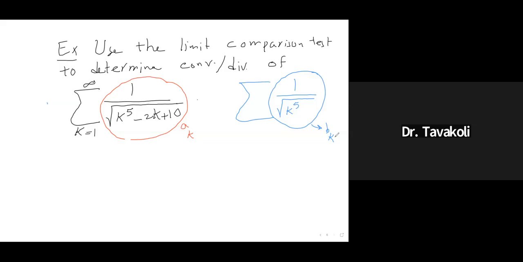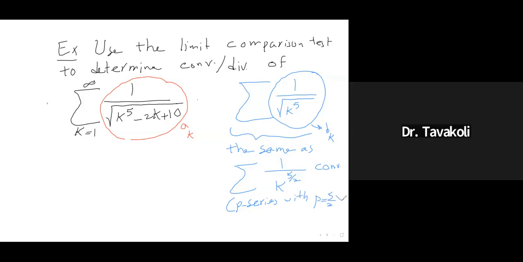By the way, this is the same as sigma of 1 over, using algebra, k to the power of 5 over 2. And this is a p-series, so this is convergent. Why is it convergent? Because it's a p-series with p equals 5 over 2, which is more than 1.